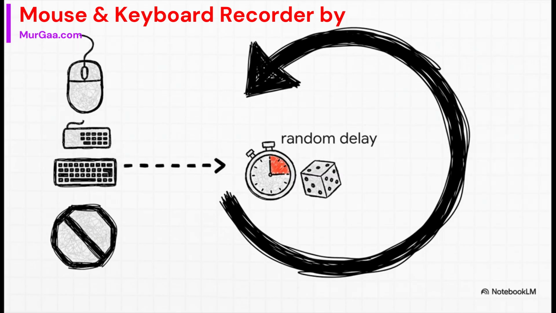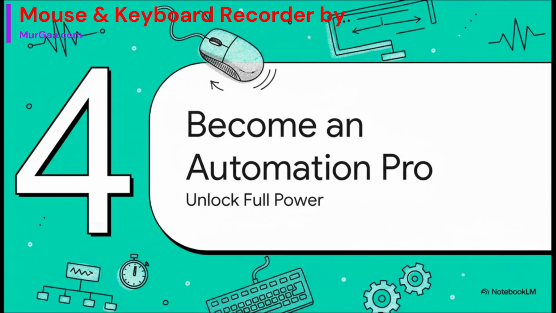And in the same way, you can add a random delay after the macro is finished. This is especially great for those infinite loops we were talking about. Instead of the macro finishing and bam, immediately starting over, you can program in a more natural feeling, variable pause between each cycle. All right, so we've covered the fundamentals.